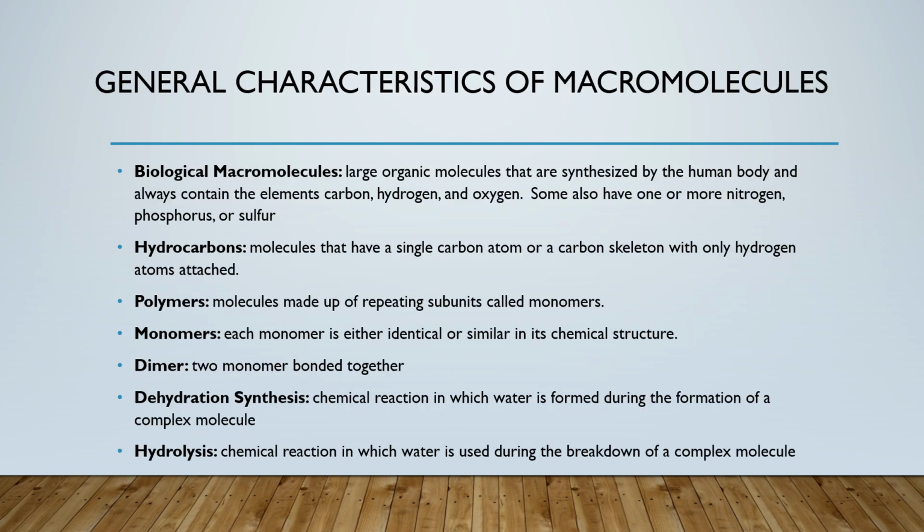Biological macromolecules are large organic molecules synthesized by the human body. They always contain carbon, hydrogen, and oxygen. Some may also contain nitrogen, phosphorus, or sulfur. The carbon component of biological macromolecules may simply be an individual carbon atom or numerous carbon atoms arranged in a carbon skeleton as a chain, branch, or ring.